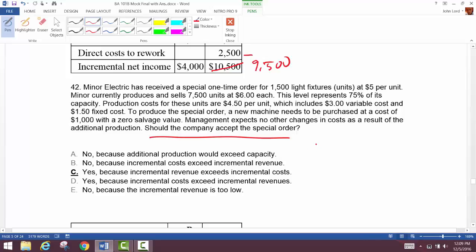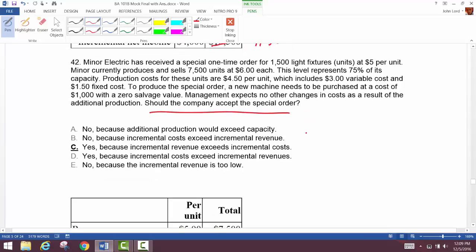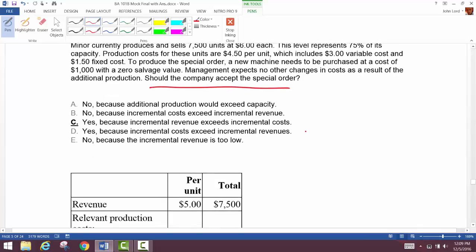It includes $3 variable costs and $1.50 fixed cost. To produce the special order, a new machine needs to be purchased at a cost of $1,000 with a zero salvage value. Management expects no other changes in costs as a result of this additional production should the company accept the special order. And so we go ahead and we have our revenue per unit is $5, and it's what, 1,500 units?